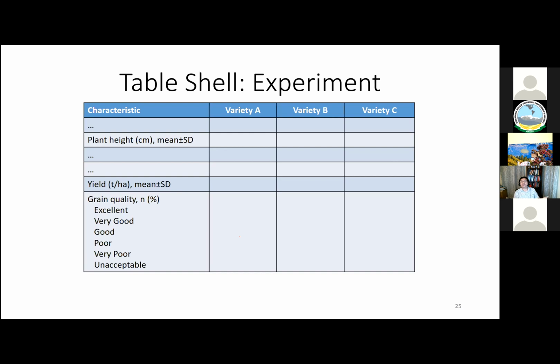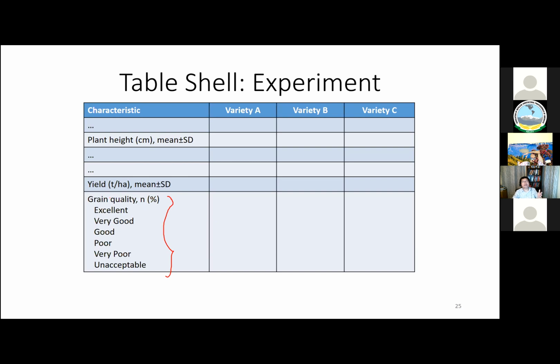If you have an experiment like variety A, B, and C, and a continuous variable like plant height, then you typically want to do mean plus minus standard deviation, right? Or sometimes if that is skewed, you want to report median and interquartile range, that kind of thing. If you have a categorical variable, then you want to do the frequency and percentages. That's how you want to present your categorical data. This is just an example.